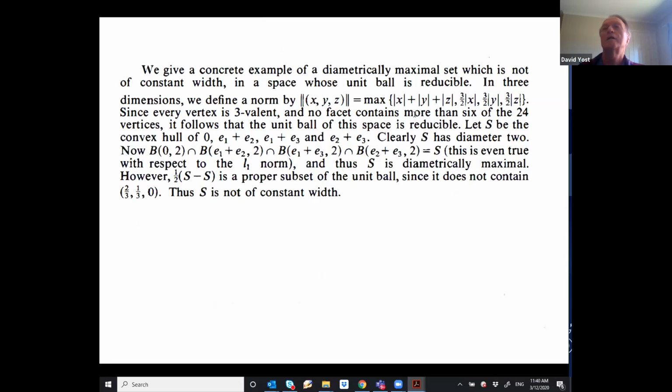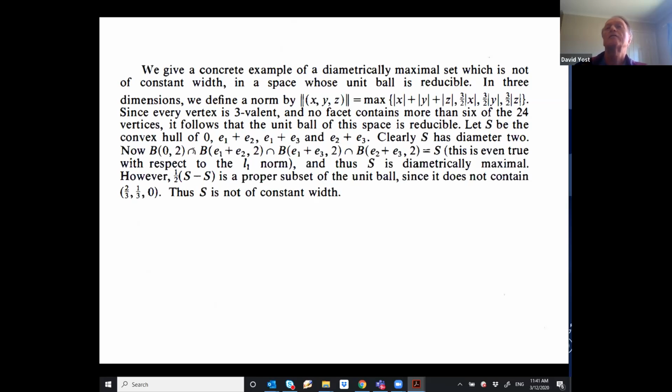And because the facets are all small, two opposite facets never give you the whole polytope, it follows that the unit ball for this norm is reducible, or in other words, the truncated octahedron is reducible.